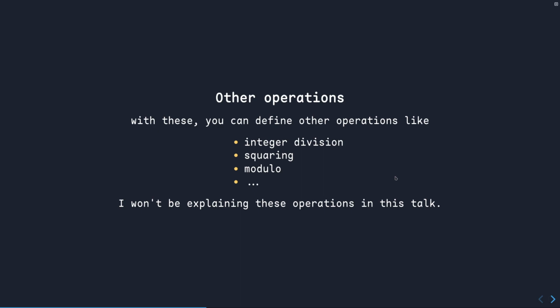So let's look into other operations. With the operations I just described, you can do things like integer division. We can square numbers using multiplication. We can do the modulo operation, all the stuff like that. I won't be explaining that because it's not really part of what I want to explain, but you can look into those if you're interested.